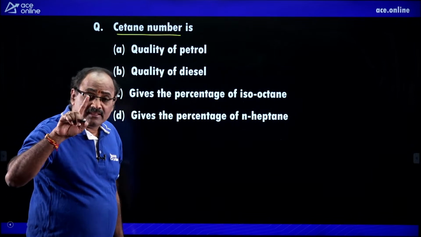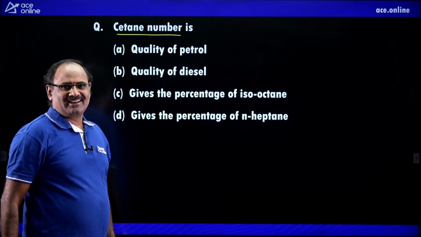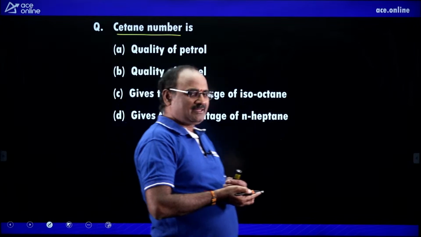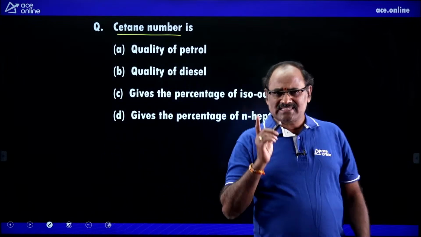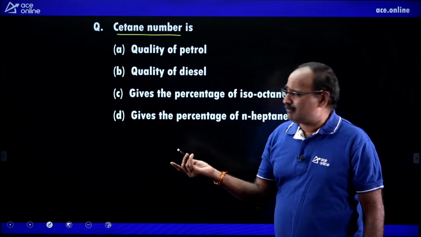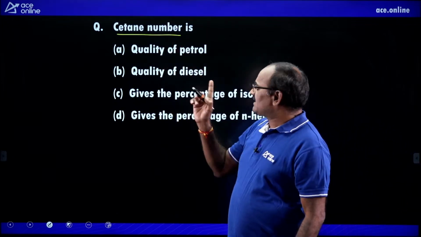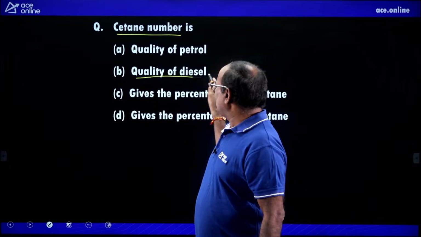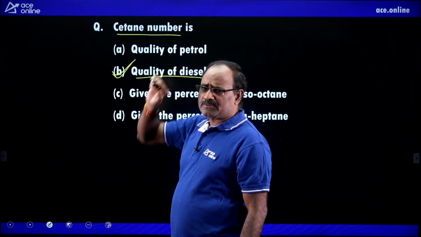Cetane number means the quality of the diesel fuel. The quality of diesel fuel is measured in terms of cetane number, whereas the quality of petrol fuel is measured in terms of octane number. It means cetane number is the quality of diesel fuel. Therefore, option B is absolutely correct.